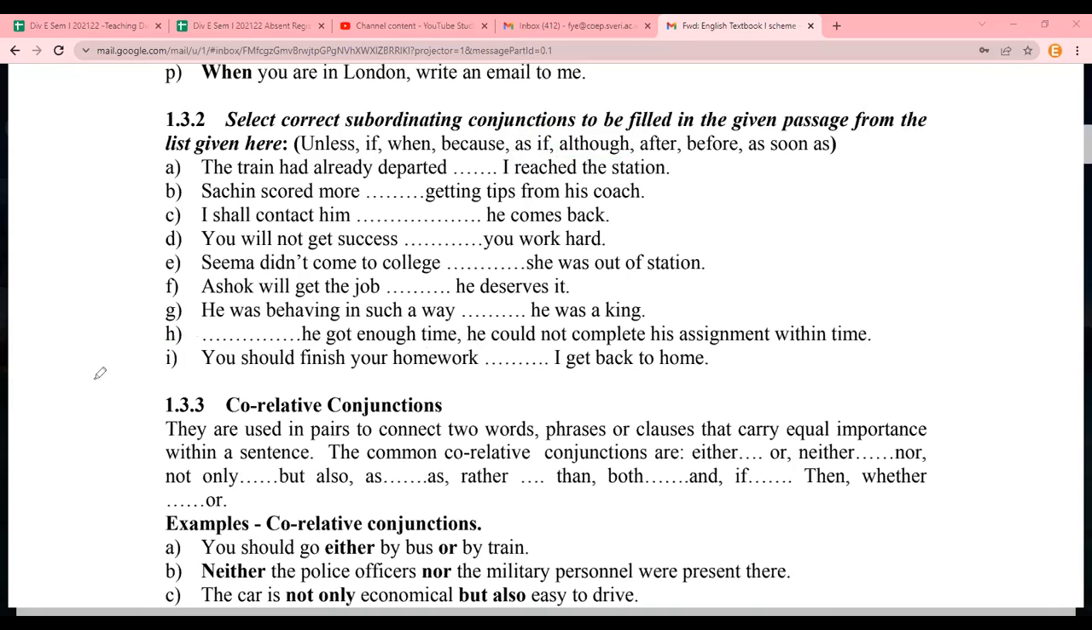And here's the last one. You should finish your homework dash I get back to home. Before. Before I get back to home. Okay, so that's all about today.